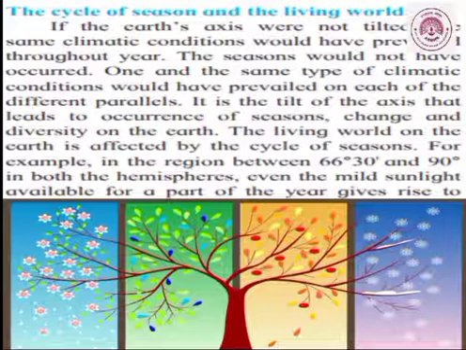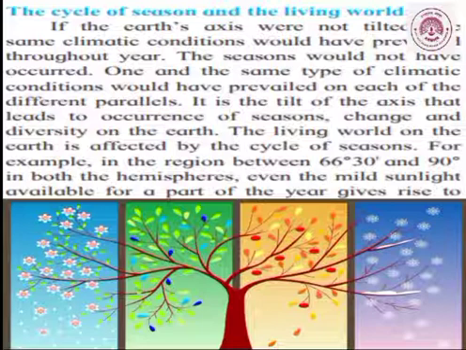The cycle of seasons and the living world. If the Earth's axis were not tilted, the same climatic conditions would have prevailed throughout the year. The seasons would not have occurred. One and the same type of climatic conditions would have prevailed on each of the different parallels. It is the tilt of the axis that leads to occurrence of seasons, change and diversity on the earth.